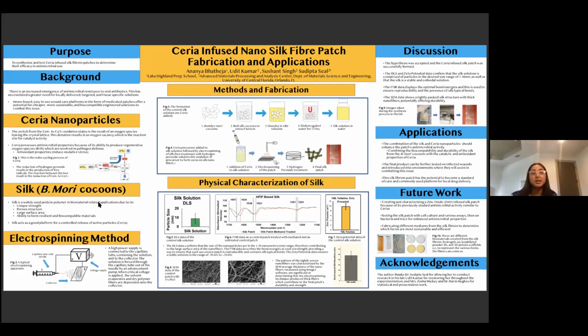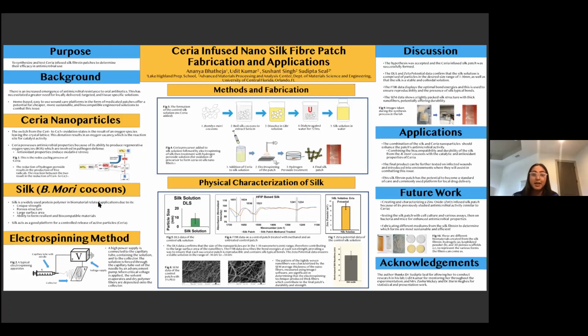The next part of the patch is obviously the silk. This is the base of the patch, right? We're putting cerium into silk. This silk comes from Bombyx mori cocoons. And the reason that we chose this specific type of silk is actually four-pronged. The first is because of its strength.